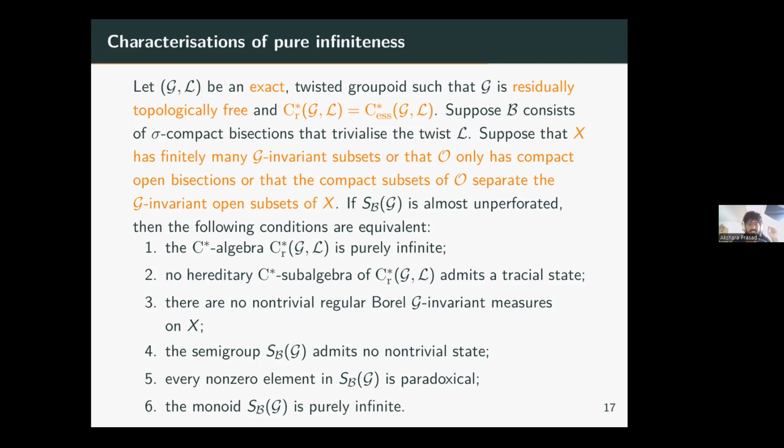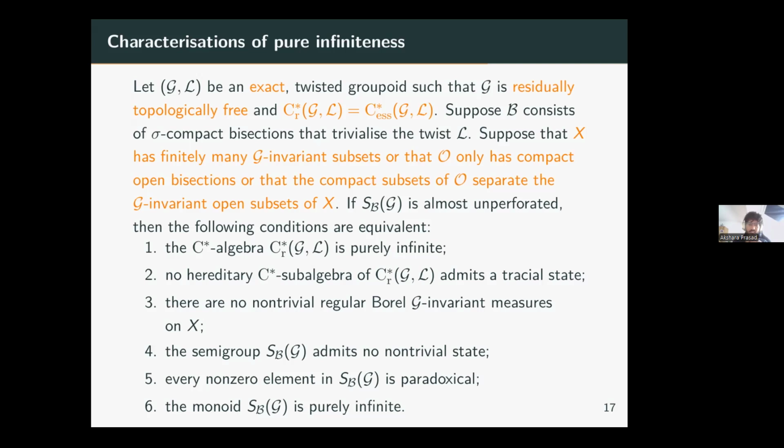This says that if the twisted groupoid is exact and it is residually topologically free, and the reduced and the essential C*-algebras coincide. The essential C*-algebra is, as I said earlier, a quotient of the reduced C*-algebra, which we need to work with in the setting of non-Hausdorff groupoids. But if the groupoid is Hausdorff, then this is always true. The reduced and essential coincide.